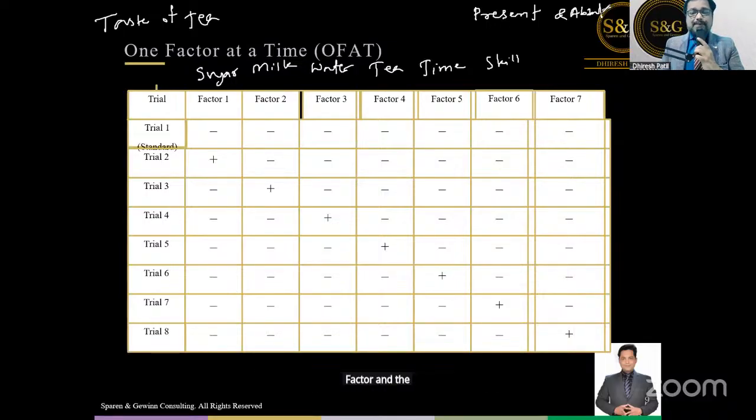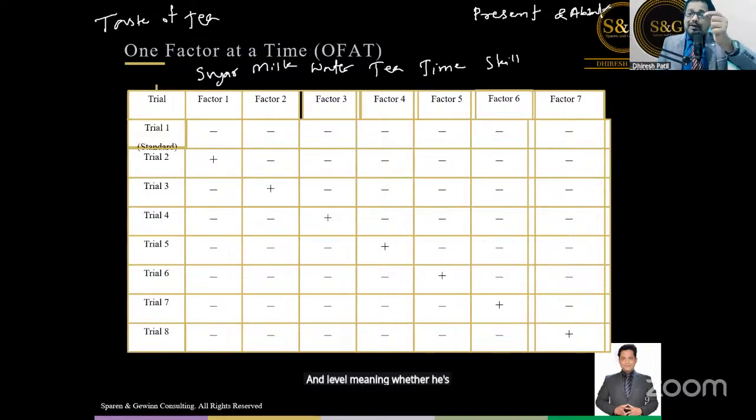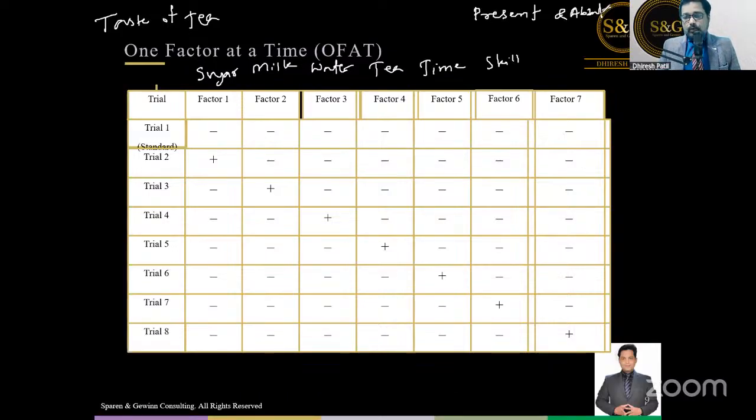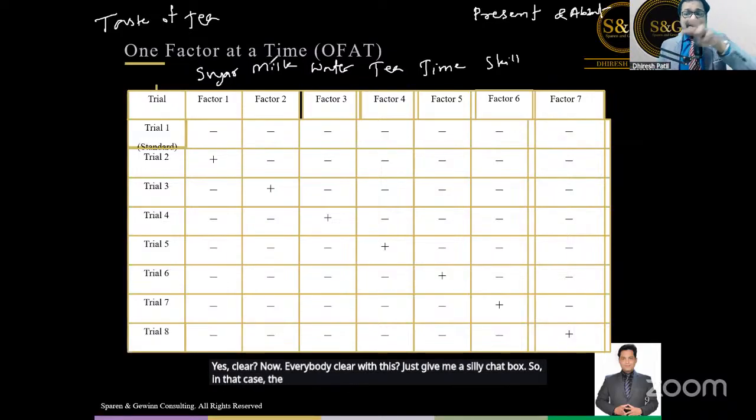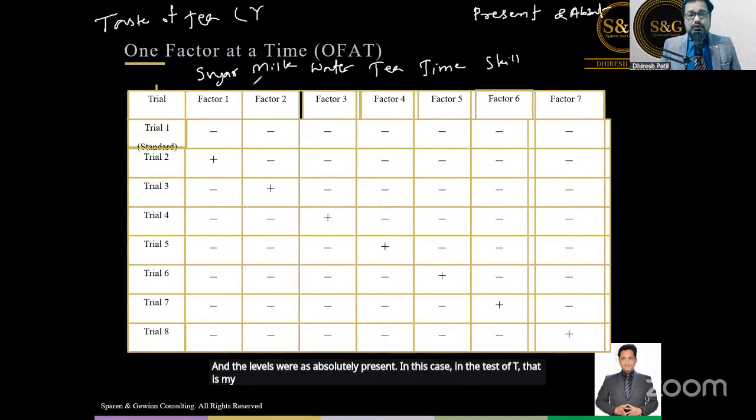Are you clear with this? Just type yes in the chat box. One factor meant one person in that case, and level meant whether he's present or absent. Are you clear? So in that case, the factors were the 3 people and the levels were absent and present. In this case, in the taste of tea, that is my Y, which I want to experiment with.